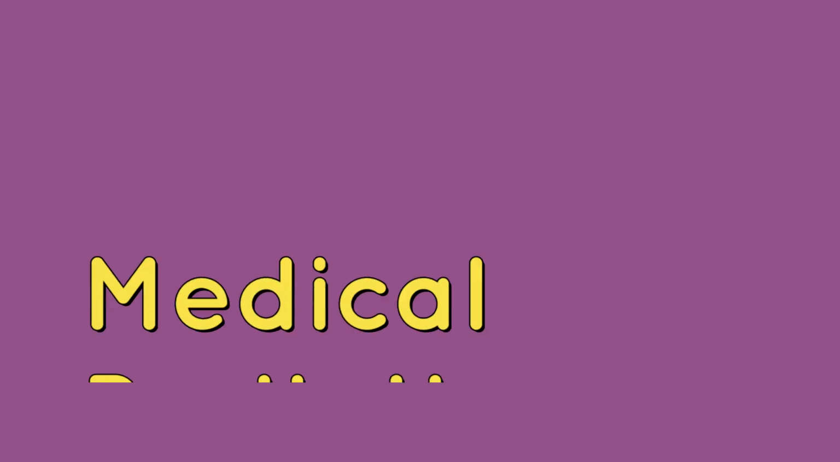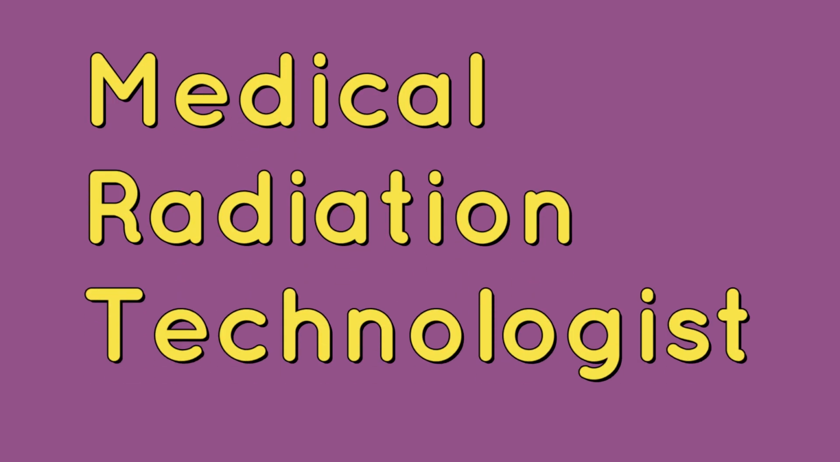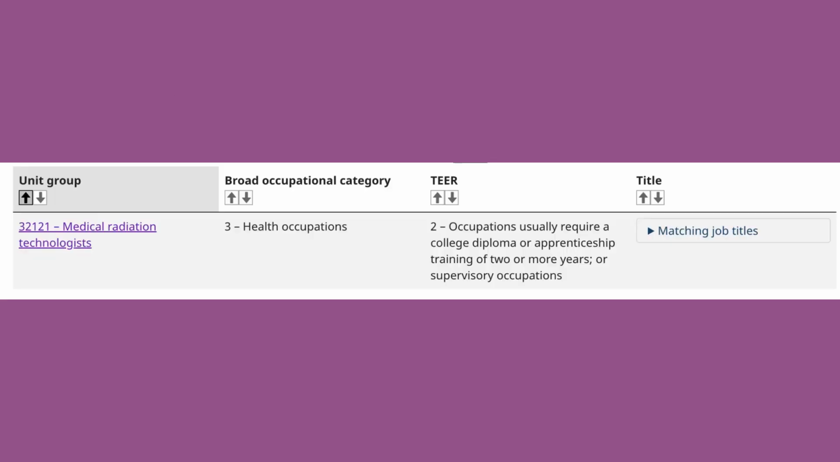Now for our profession, which is the medical radiation technologist, our NOC code is 32121. It used to be 3215, but they have updated it already and have used the version 2021. Its category is health occupations, obviously, and is under TEER 2, so you're already safe on the tier category if you plan to apply for PGWP, for instance, or postgraduate work experience.